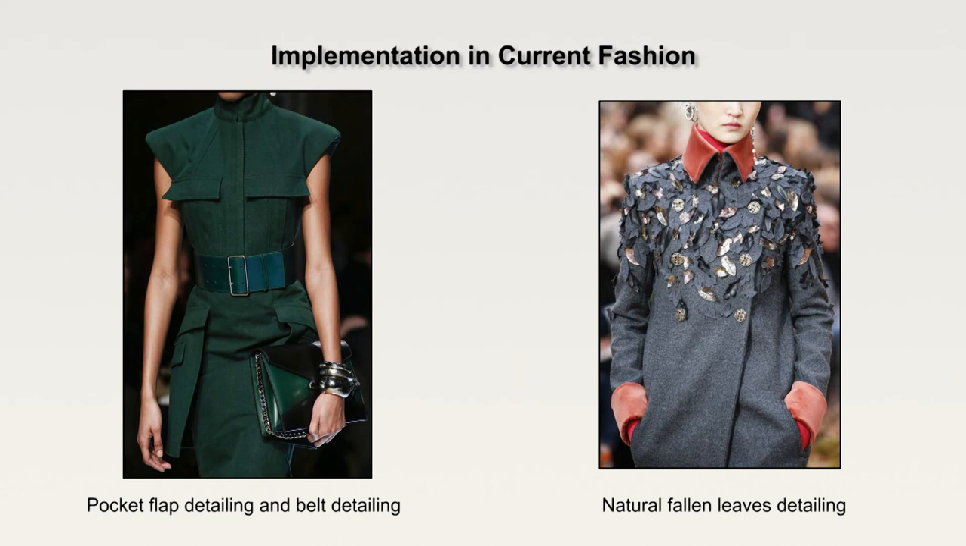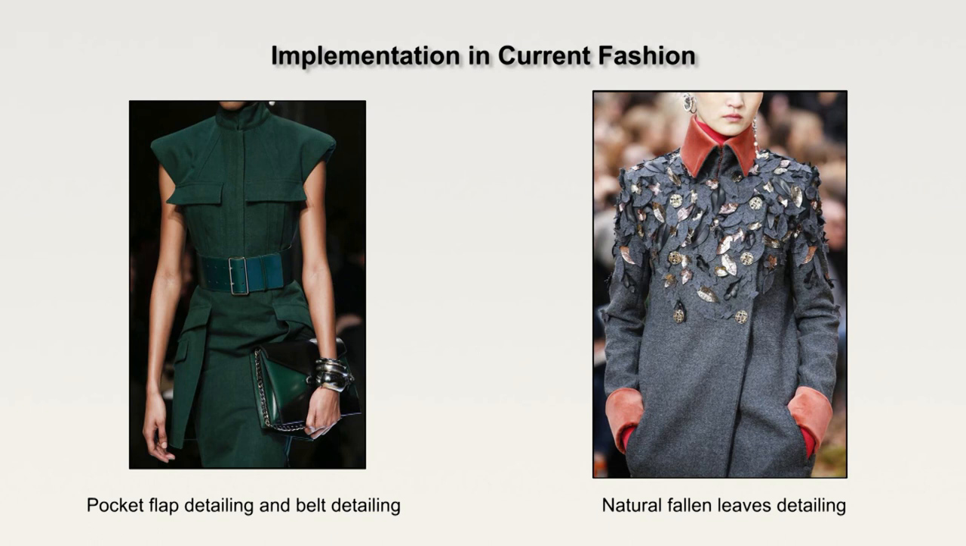Let us look at some more examples of details on garments. In this green outfit shown on the left, the pocket flap detailing and belt detailing all add character to the garment. It is from Alexander McQueen Fall 2018 Ready to Wear Fashion Show. On the right is a natural fallen leaves detailing achieved by embroidery by Chanel Fall 2018 Ready to Wear Fashion Show.